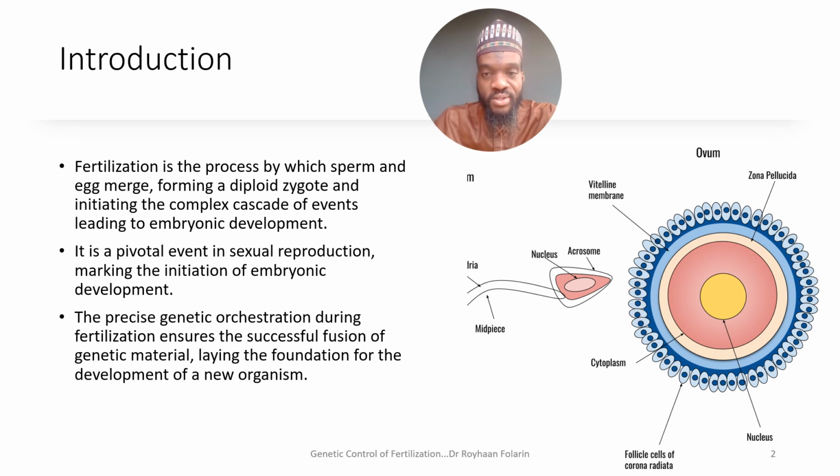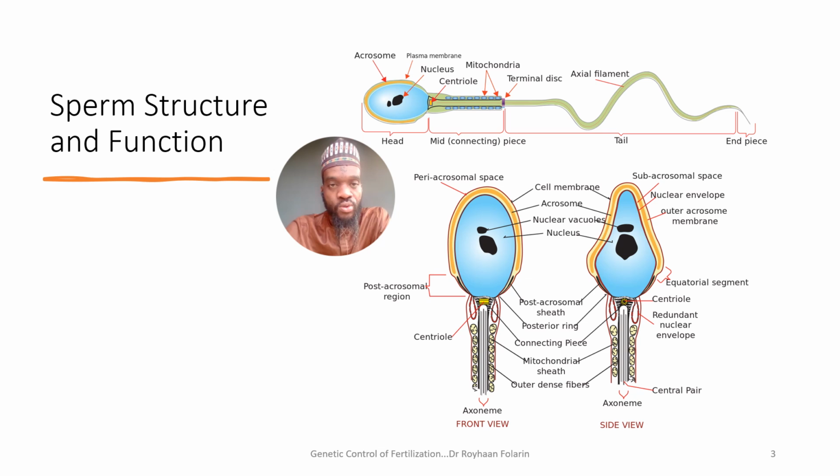of a new organism. So, to give you further background into the anatomy of the sperm, so we can further appreciate the fertilization process, here is the sperm composed of the acrosome. This region, pardon me, is known as the head region, and you have the mid piece. Then from here downwards, you have the tail, while the very last part of the tail is the end piece.